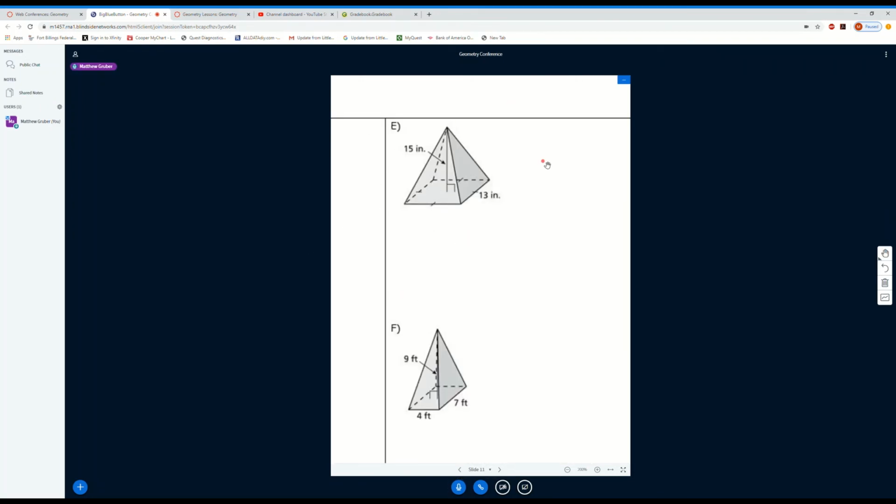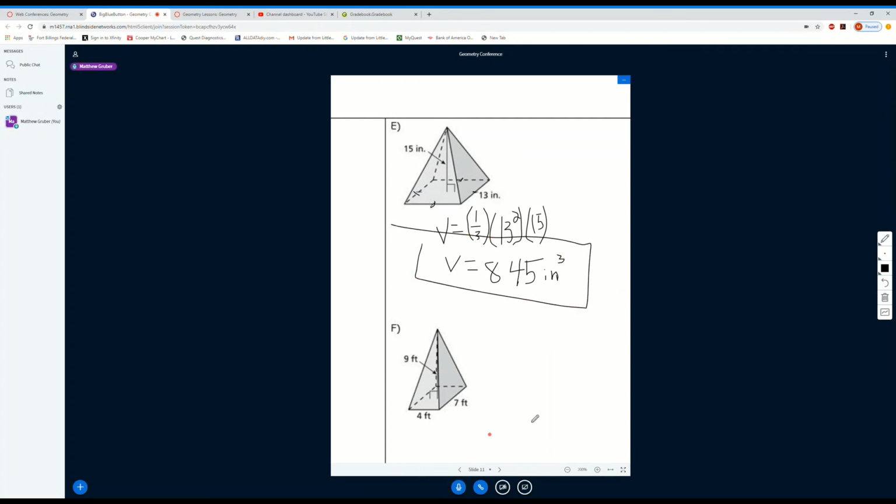For this problem here, it's a little hard to see, but again, we have tick marks along the bottom, meaning all 4 sides there are equal. So we got a square pyramid again. So volume is 1/3 times the area of the base. The area of a square is the side squared, so 13 squared, times the height of the pyramid. And the height of this pyramid is 15. So I'm going to multiply that by 15. So the volume of this pyramid is 845 inches cubed. Again, don't forget volume is cubed units.